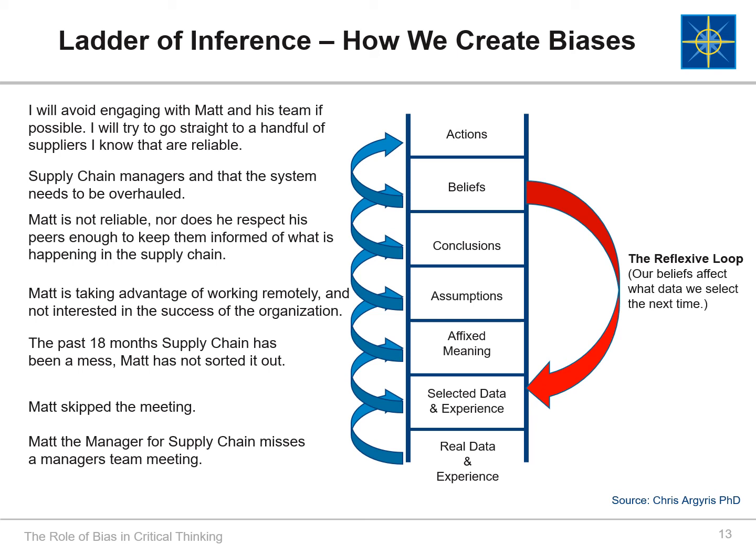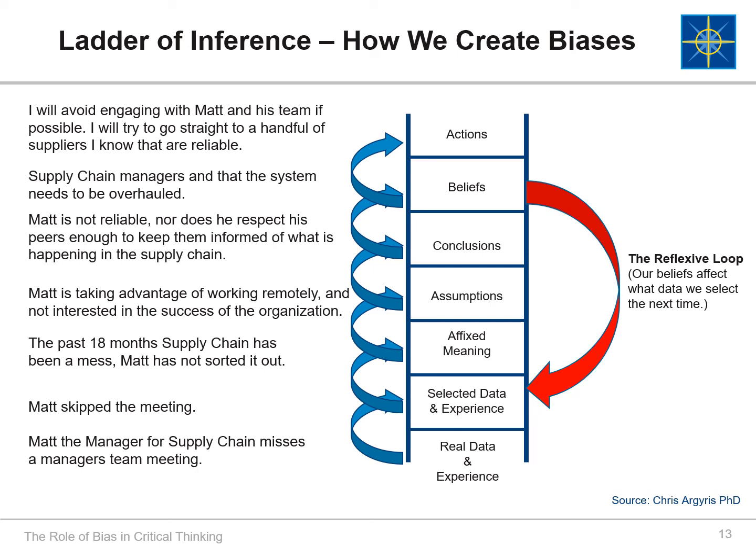There is also another phenomenon that happens when we go up this ladder. When we get to the top, we then put on the goggles of experience and beliefs, and it is through these lenses that we will select any and all data moving forward. Argyris called this the reflexive loop.